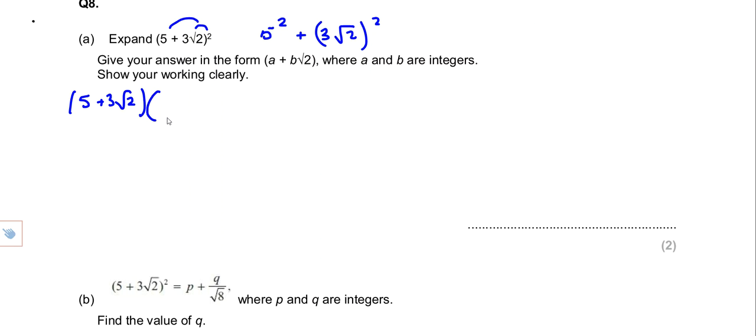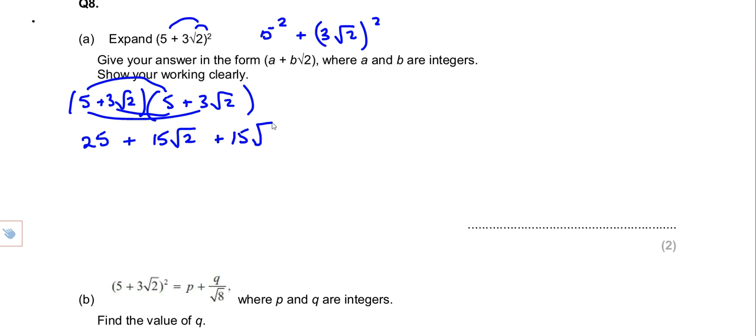Alright? So we've got 5 plus 3 root 2 times 5 plus 3 root 2. And then we do FOIL. So we get 5 times 5 is 25. And then we've got 5 lots of 3 root 2 is 15 root 2. And then I've got another one of those, so another 15 root 2. And then finally the 3 root 2 times 3 root 2.